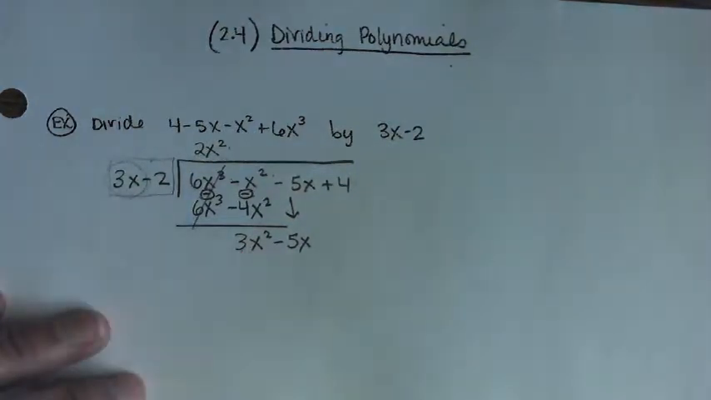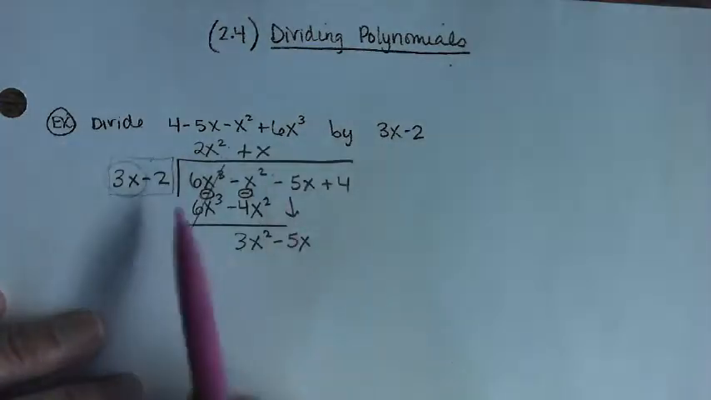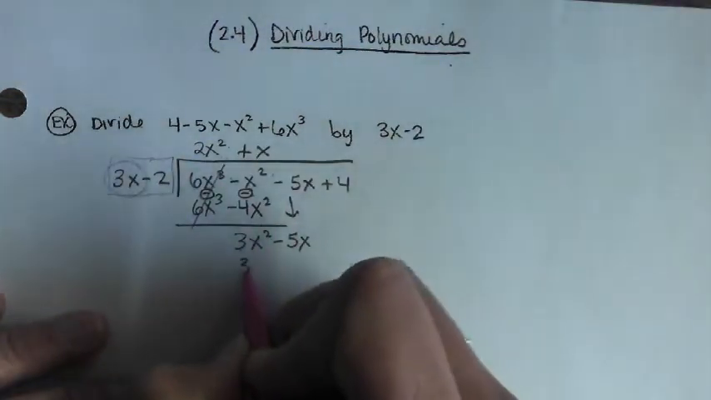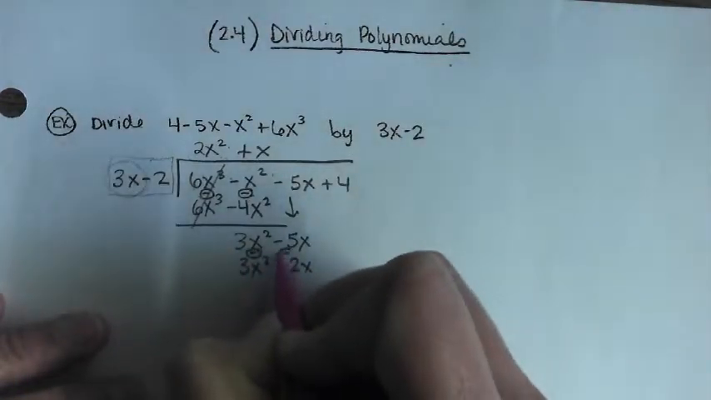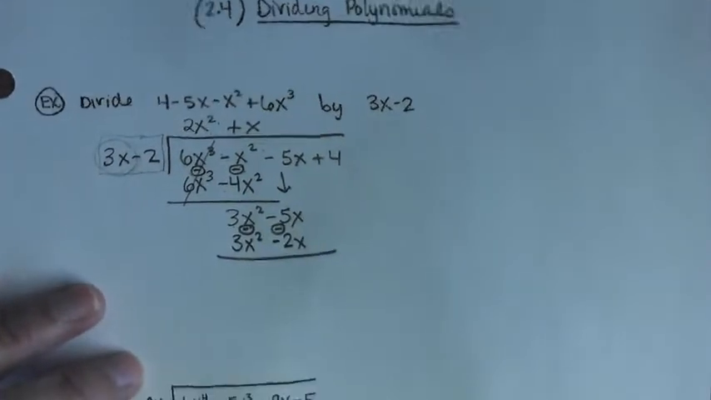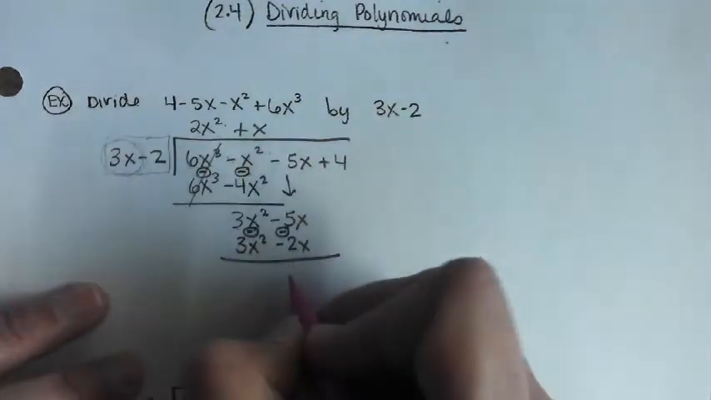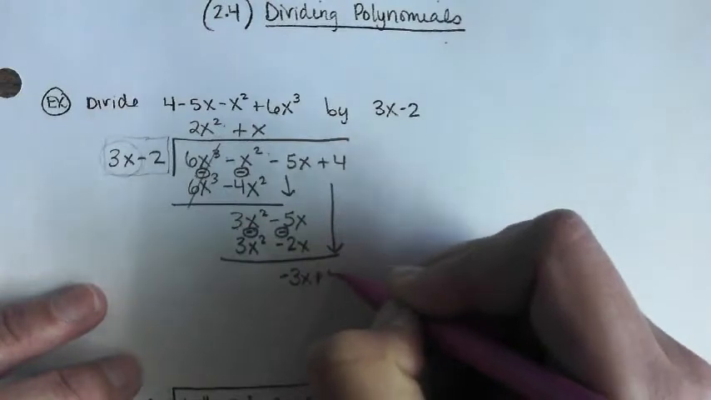3x times what gives us 3x squared? Just x. Very good. We multiply x times 3x minus 2. We get 3x squared minus 2x. Subtraction signs in there. And what's left here? Negative 3x. Bring down your plus 4.